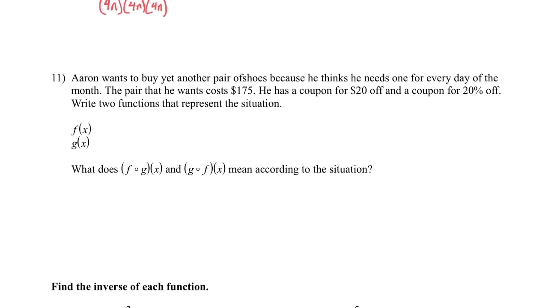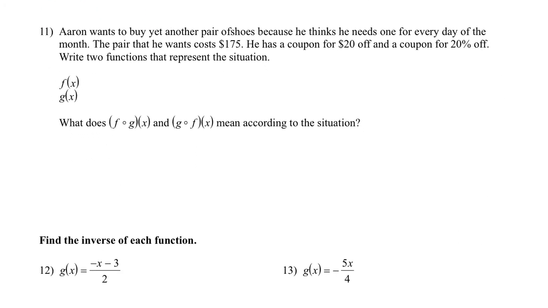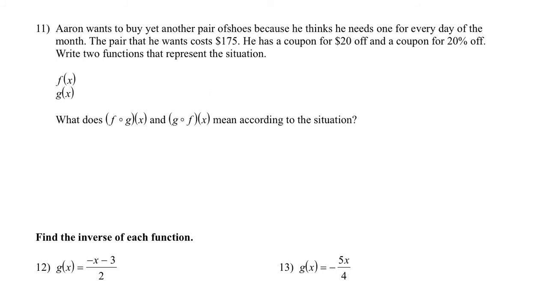Okay, number 11 is a good one. So somebody wants to buy another pair of shoes. There should be a space in there because he thinks he needs one for every day of the month. The pair that he wants costs $175. He has a coupon for $20 off and a coupon for 20% off. Right, two functions that represent the situation.